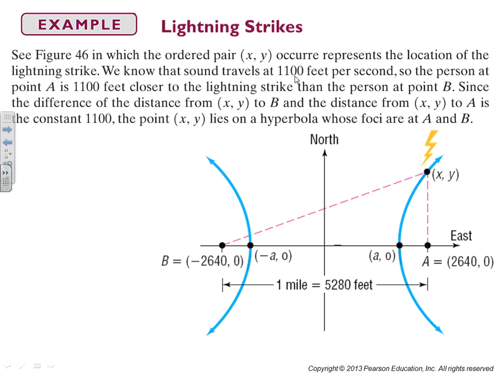We know that sound travels at 1,100 feet per second. We just read that in the last problem. So the person at point A is 1,100 feet closer to the lightning strike than the person at point B. Since the difference of the distance from x, y to B and the distance from x, y to A is the constant 1,100, the point x, y lies on the hyperbola whose foci are at A and B.